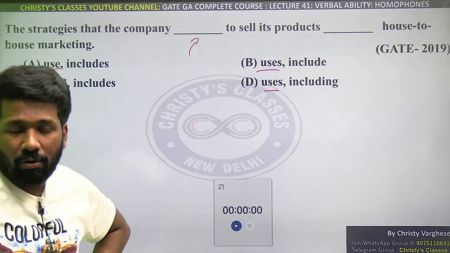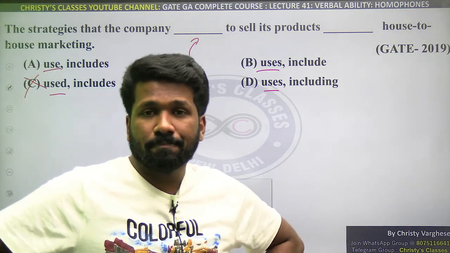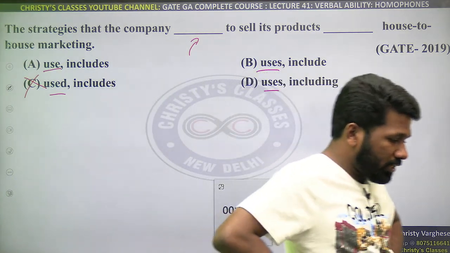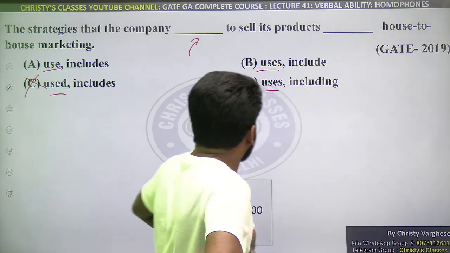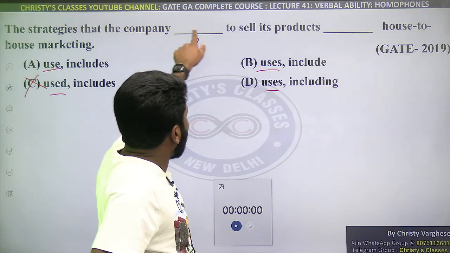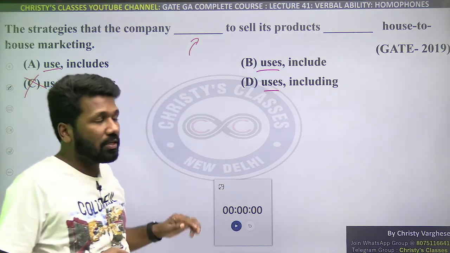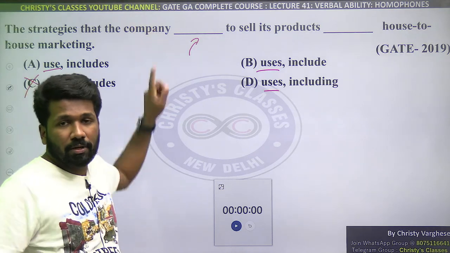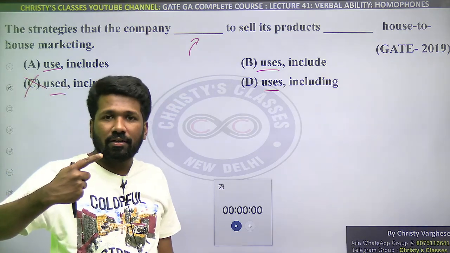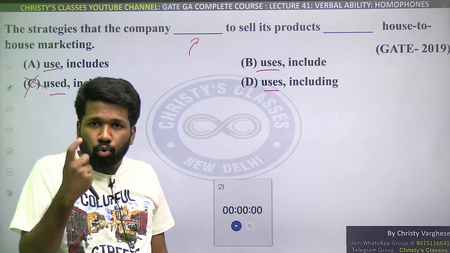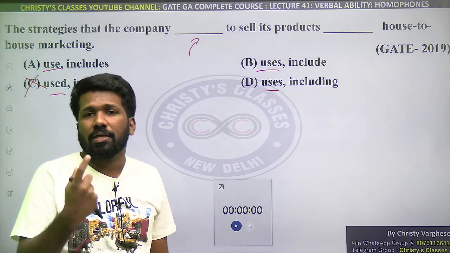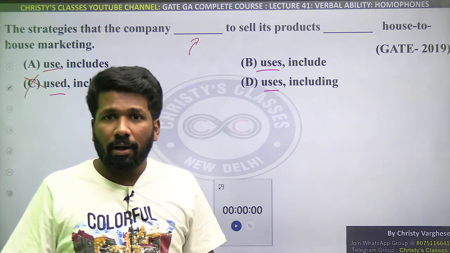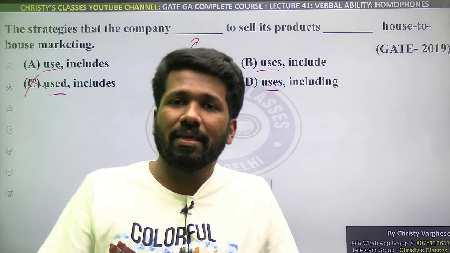Is it strategy or company? Can you mention? Strategy is also a noun, but is it strategy or company? That is what I am asking, for this blank, which is the subject? For this blank, the subject is definitely company, because the company is using, right? The action using or use is done by the company. So the company is the subject here. So company is singular or plural? It is singular, right? Companies is plural. So company is singular.